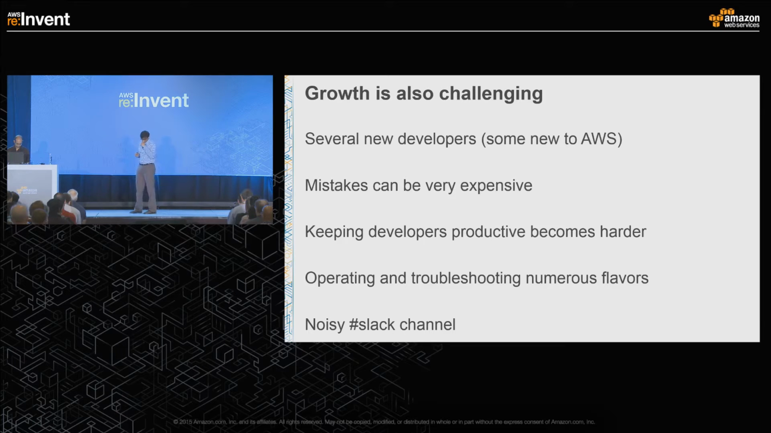And also, operating and troubleshooting. If you're troubleshooting an error, if you have various people doing various things trying to make the project work, just troubleshooting that becomes so much harder because there are just so many flavors you have to now understand, debug, and troubleshoot fairly quickly. And then if you're using Slack, you're going to see a lot of noise in the Slack channel just because pretty much everything is on Slack.